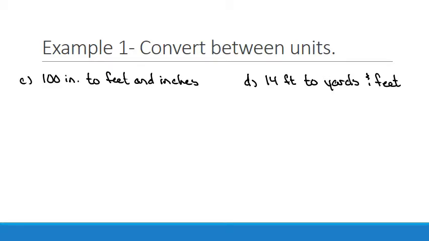The next kind of thing we'll look at is, you can see it's a little bit different. It says 100 inches to feet and inches, and then 14 feet to yards and feet. So what's happening here is when you don't have a whole number of feet, like in example C, then the leftover measurement, you break it up in terms of the next smaller unit, and then the thing that is smaller than feet is inches.